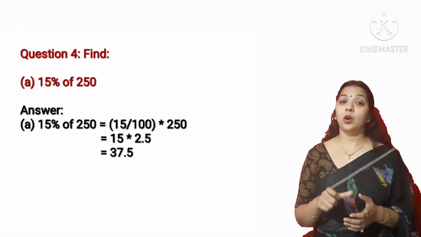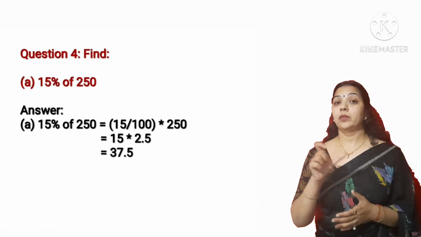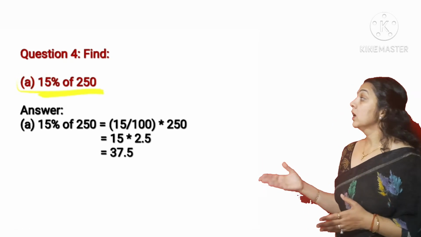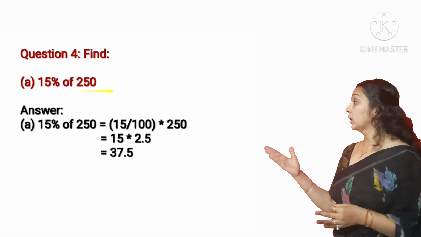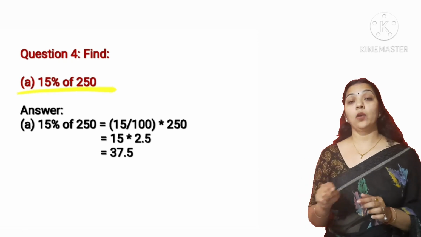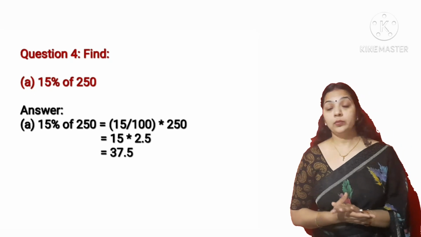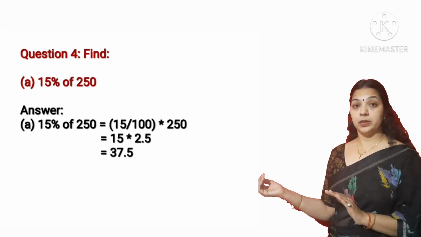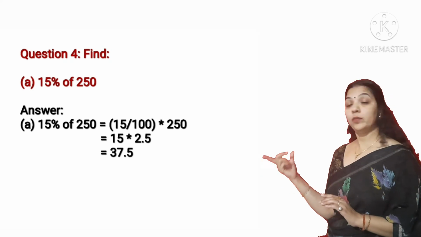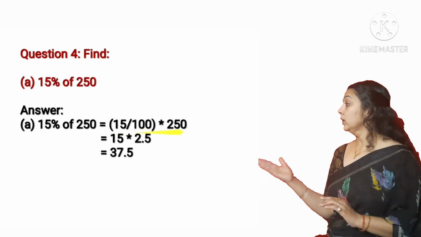We have to find out the percent of a given quantity. The first part is 15% of 250. So what we have to do, how much quantity of 250 would result in 15%. So it can be written as 15%. So we will write 15 upon 100 into 250. So it would result in 37.5.